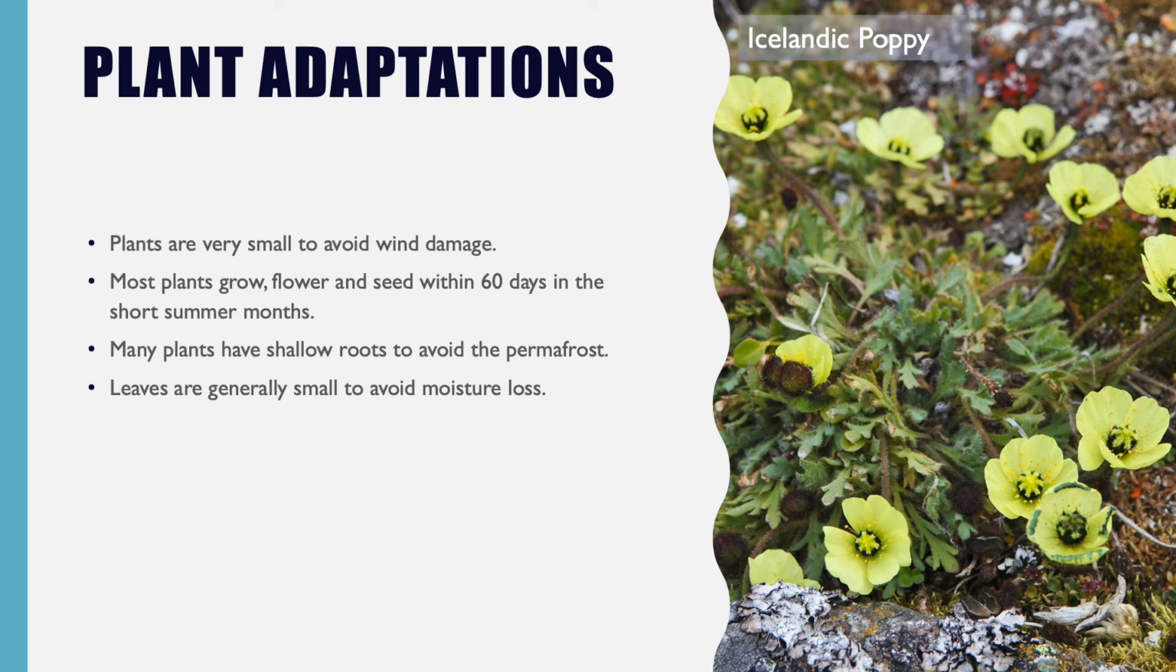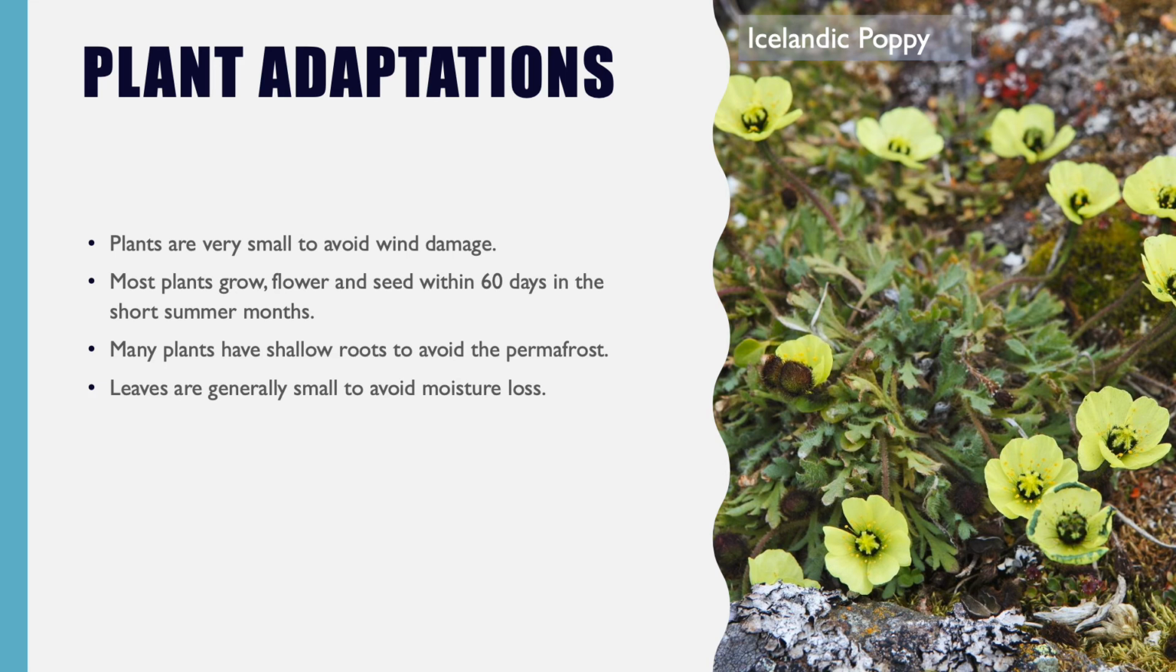Many plants have only got shallow roots. This is so they don't go down into the permafrost, because plants don't like their roots being frozen generally. And they've got very small leaves to avoid moisture loss. Also, if you look very closely at this picture, I hope you can see the pointer there, the stem and the leaves are covered in little tiny hairs. This is to help reduce the chances of the plant drying out. The hairs help protect the plant from losing moisture.